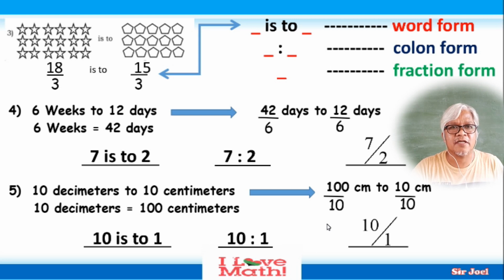Therefore, our answer in this problem is what? 10 is to 1, 10 is to 1, and 10 over 1. Okay? So, again, in word form, use "is to." In colon form, use the colon symbol. And in fraction form, use a vinculum symbol.